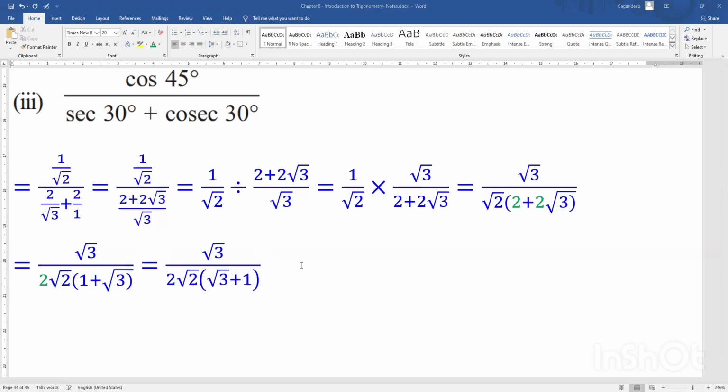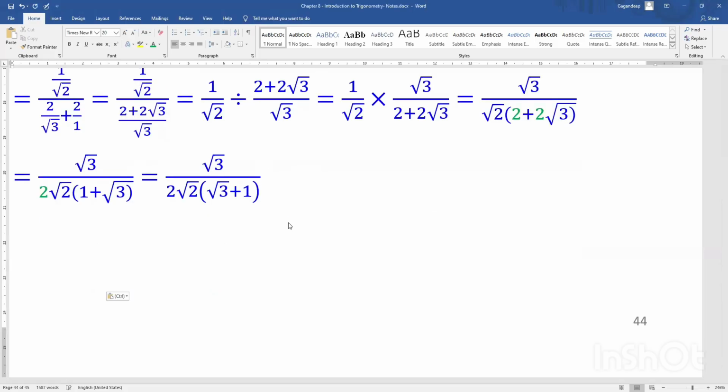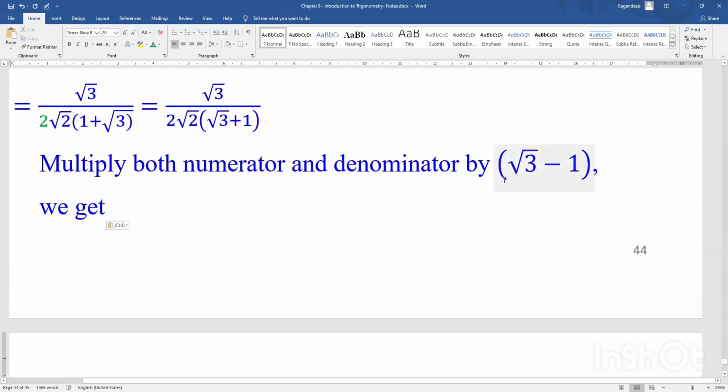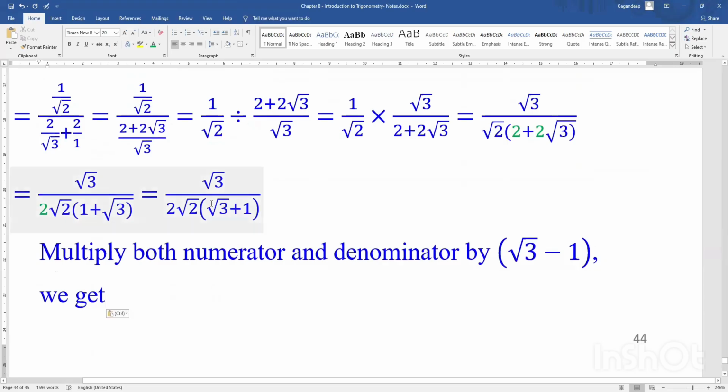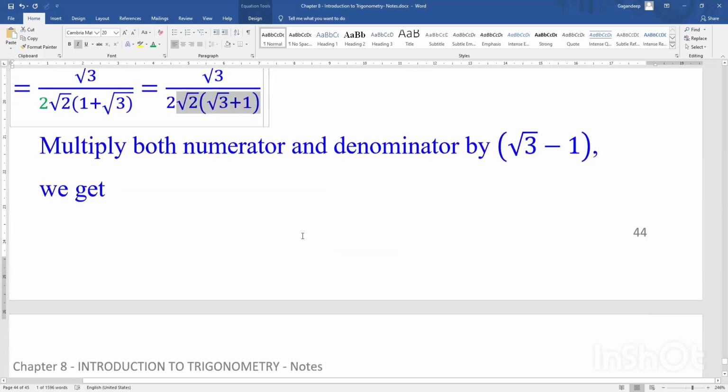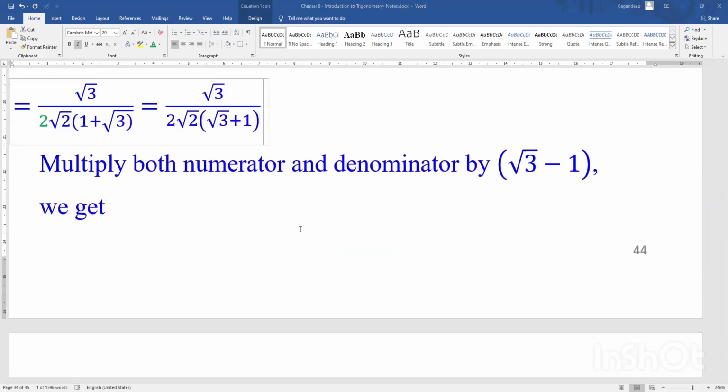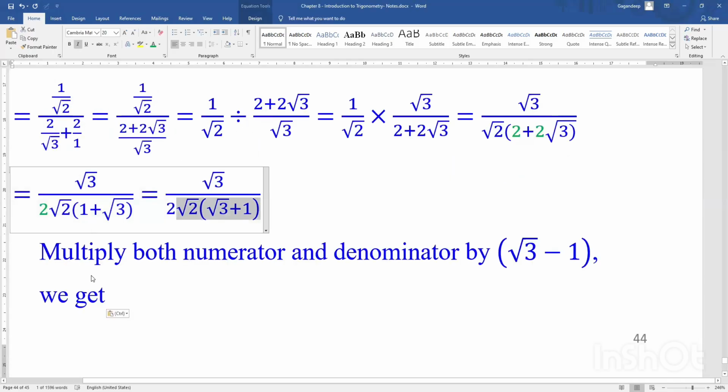Now multiply both numerator and denominator by root 3 minus 1. So multiply both numerator and denominator by root 3 minus 1. Why should we do that? Because we must make sure that in the denominator we get a rational number. That is why we have to multiply with root 3 minus 1. So now here, I'm going to do that. Let me show you.